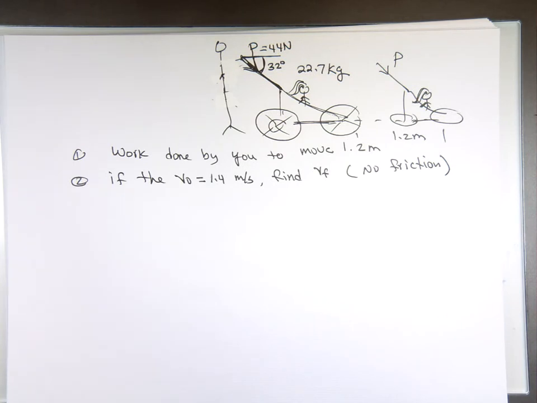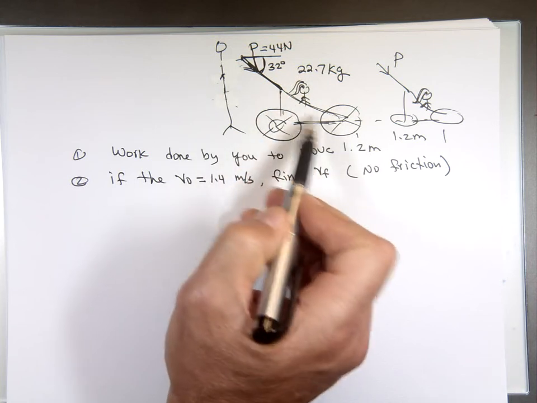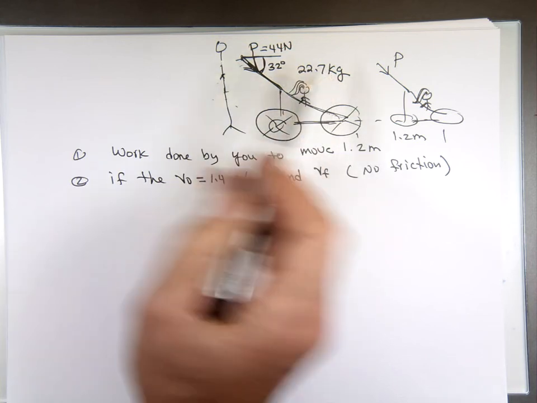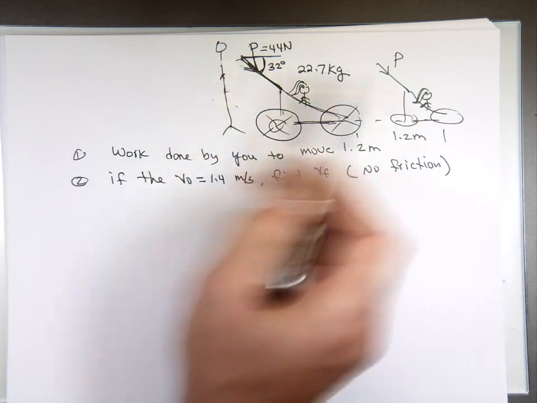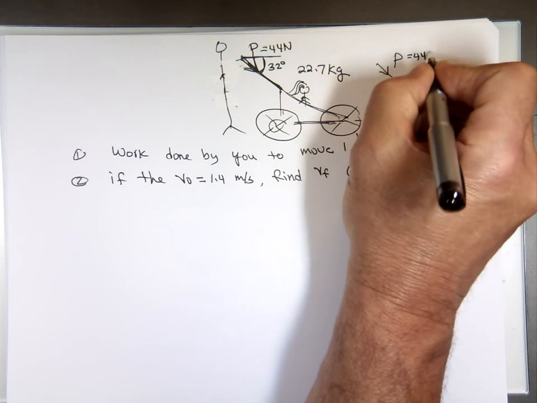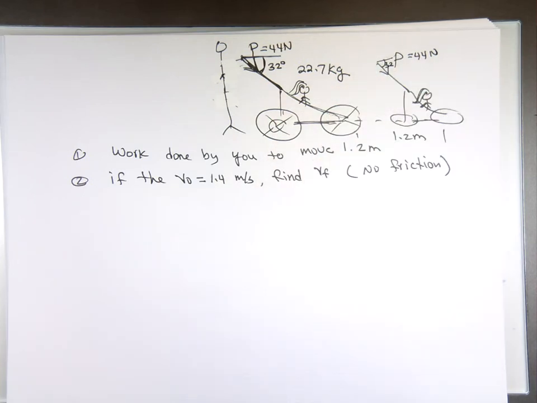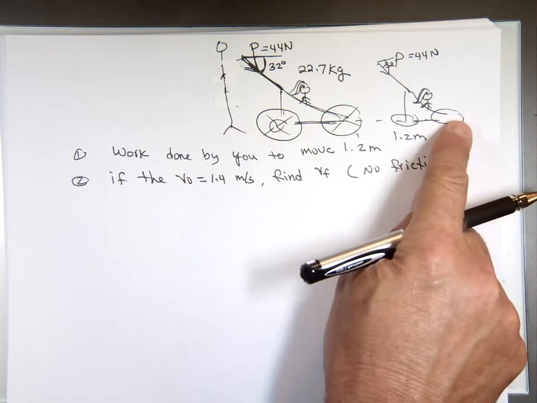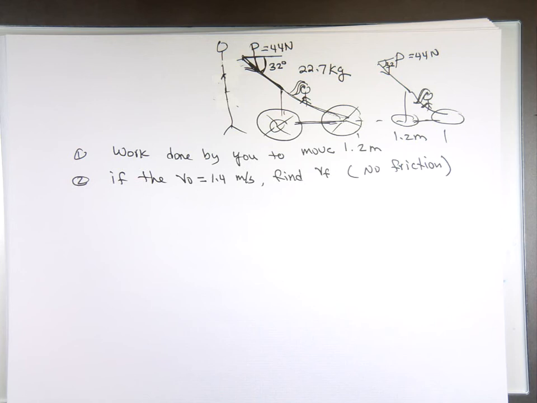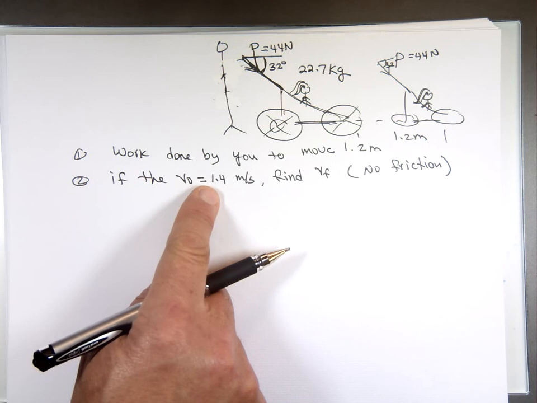Everyone got the story there? I can put it again. You're pushing a stroller. There's a baby in the stroller. The mass of the baby and the stroller is 22.7 kilogram. You're pushing down this direction. That's the push direction of 44 Newton. And the angle is a 32-degree angle. And the question, how much work is done by you to move this stroller on the ground? You're going to move it on the ground 1.2 meters. Second part, if the initial velocity is 1.4 meters per second, can you find the final velocity, neglect friction?